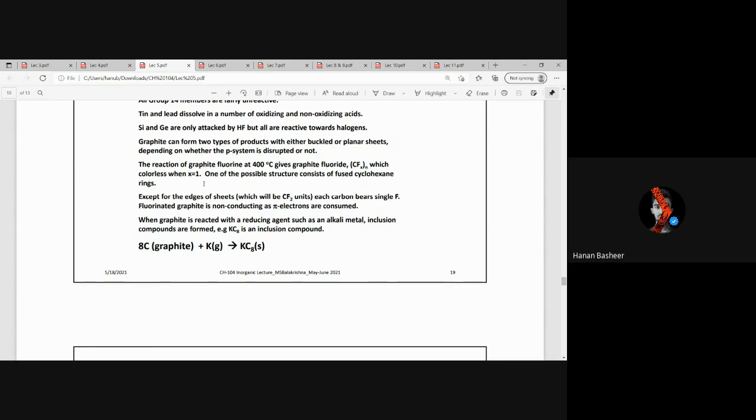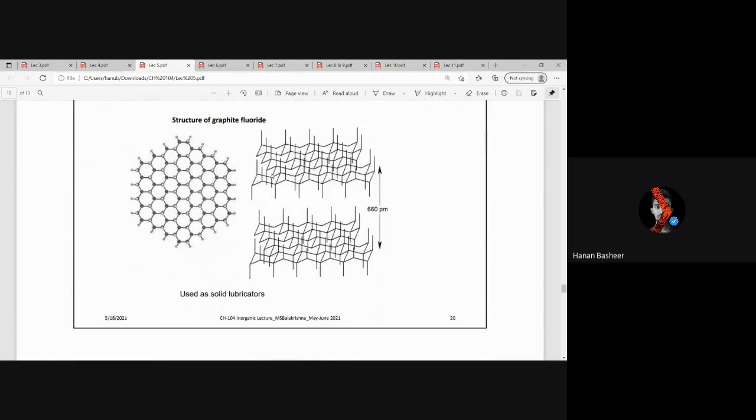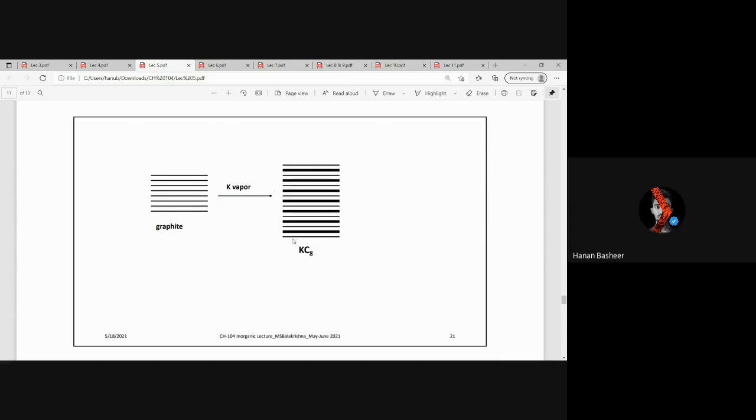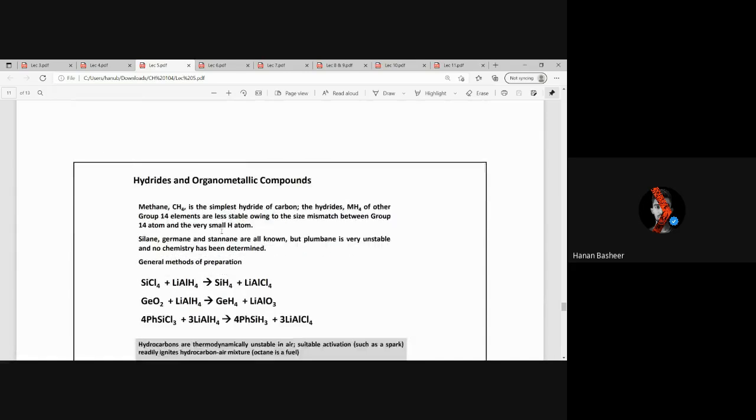The reaction of graphite with fluorine at 400 degrees gives graphite fluoride, (CFx)n. So that's a polymer, and it is colorless when x equals 1. So this is the reaction: 8C plus K gives KC8, which is solid. And this is the structure of graphite fluoride. So there is a 660 picometer gap between the layers, and it acts as a solid lubricant. And this is the structure where the potassium atoms get between the layers of graphite and form KC8.